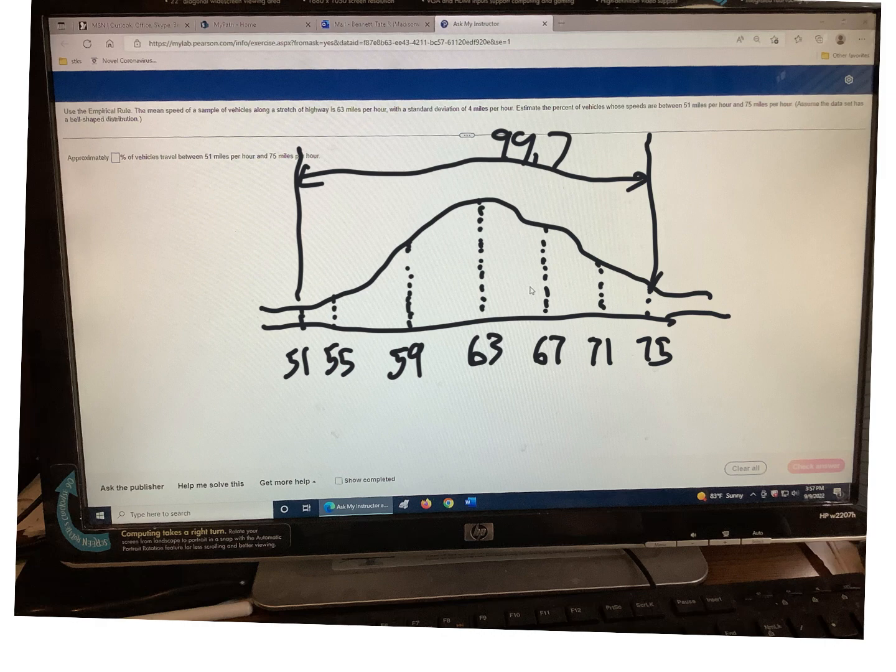Then we need to do it one more time, since we want 51 to 75. So I subtract 4, I get 51, and I add 4 here, I get 75. So this would be 1, 2, 3 standard deviations to the left, and here we've got 3 standard deviations to the right. So here we're talking about 3 standard deviations, and this rule says within 3 standard deviations you have 99.7% of the data, which is close to all of it, except 0.3.